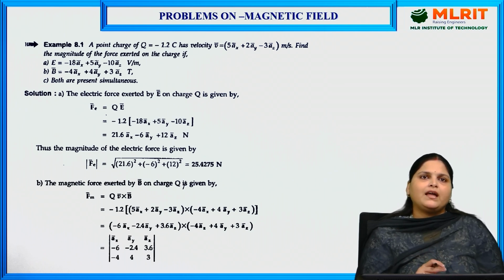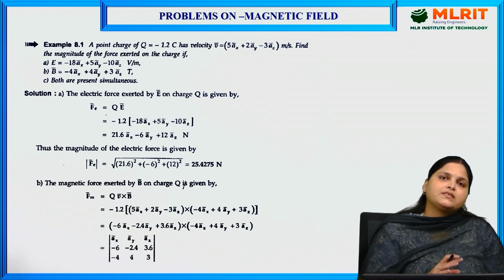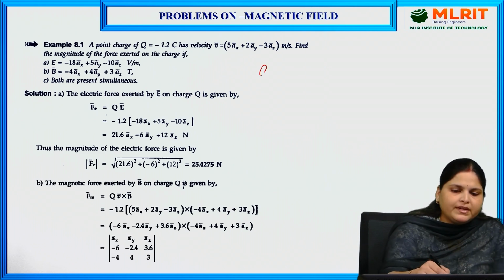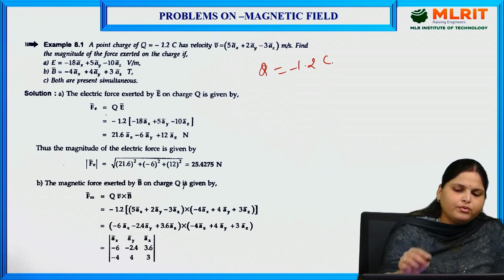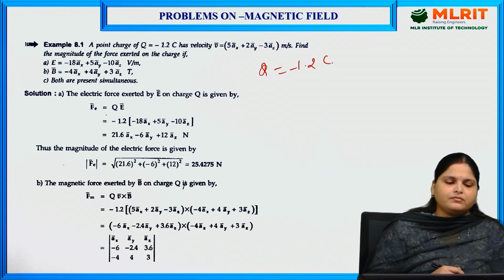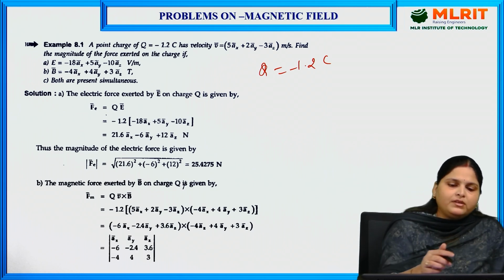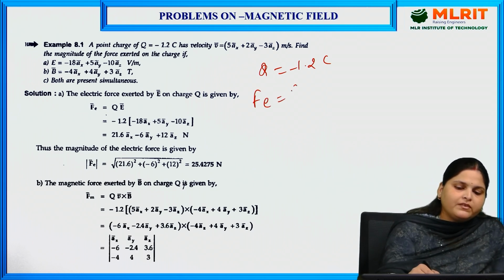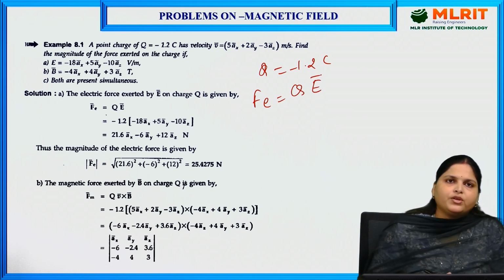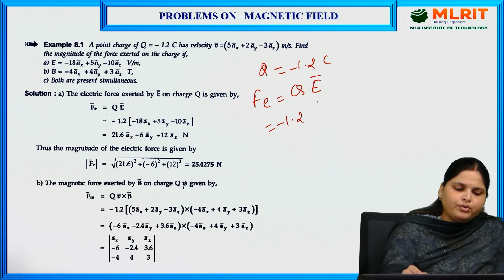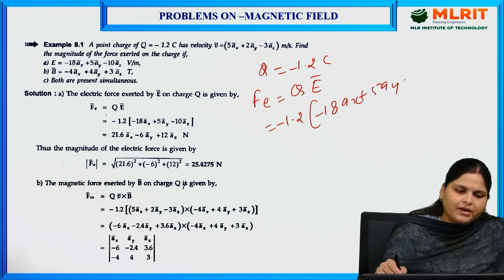So first we will calculate the electric force which is exerted by the electric field on charge Q. So Q is given as minus 1.2 coulomb, right? As we know, when the charge is not moving, we can find the electric force, which is given by QE. Q is the charge and E is the field, and Q is given as minus 1.2 and the field is minus 18 aX plus 5 aY minus 10 aZ, right?